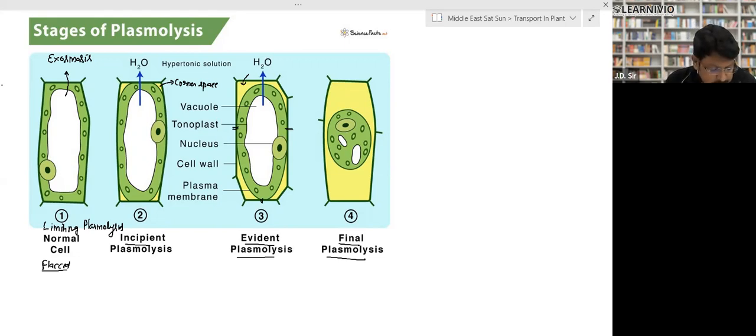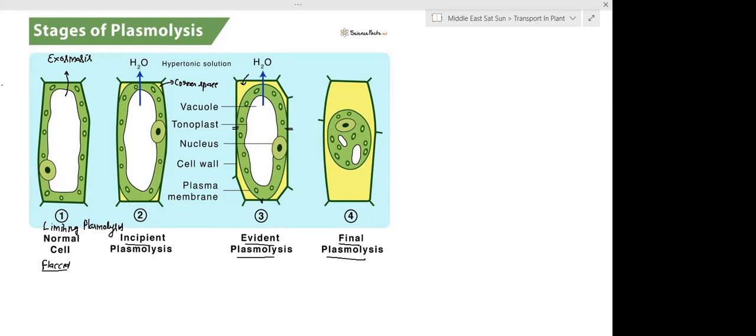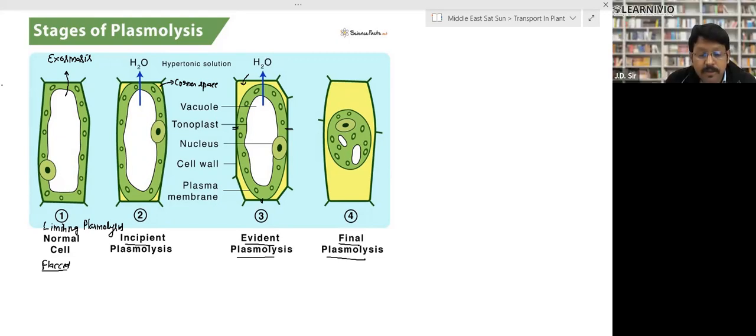Next point. One more point in the same. This is called flaccid cell. Limiting plasmolysis, full stop. This is called flaccid cell.